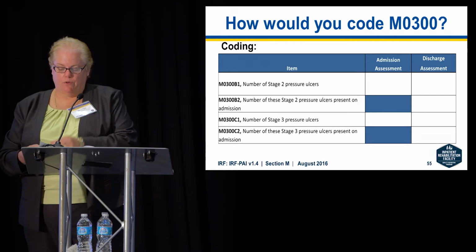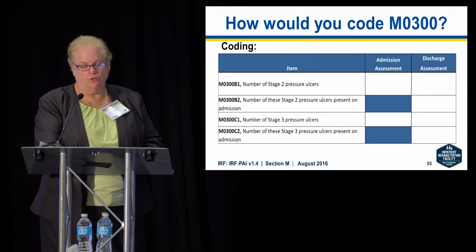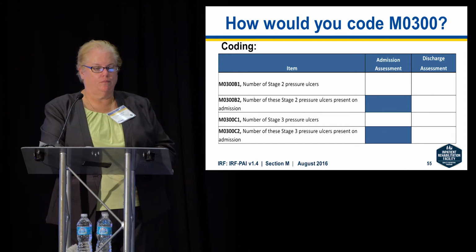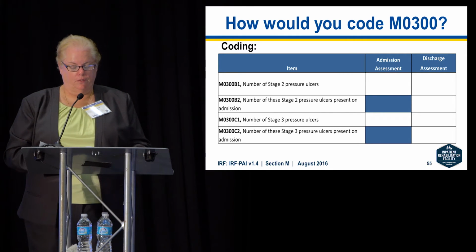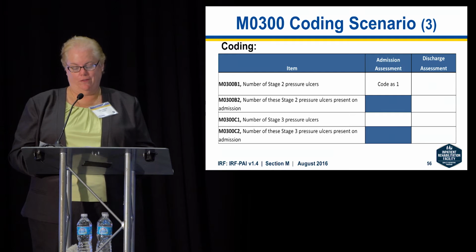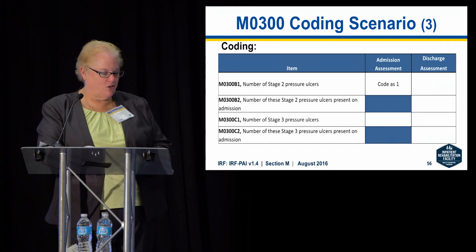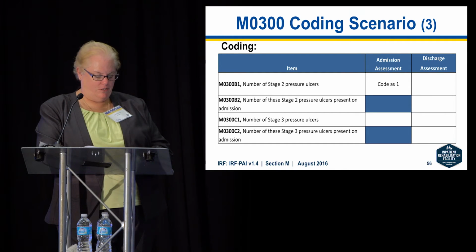So let's start going through the coding here. Number of stage 2 pressure ulcers on admission for this patient. Any guesses? 0. What else? 1. Okay. It's actually 1. It says Mrs. P enters the IRF with a pressure ulcer assessed upon admission as a stage 2. And we're going to talk this through. Discharge assessment, number of stage 2 pressure ulcers on discharge: 0. Number of these stage 2 pressure ulcers present on admission.